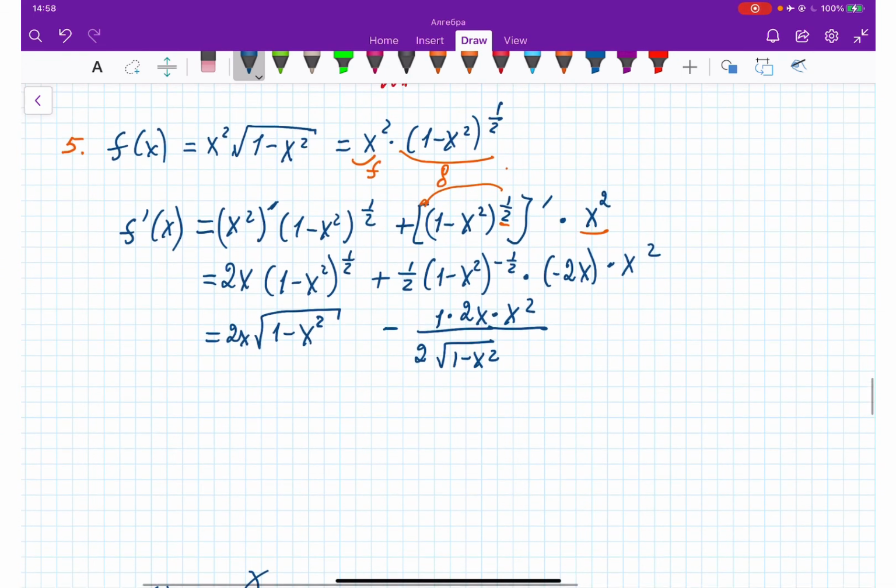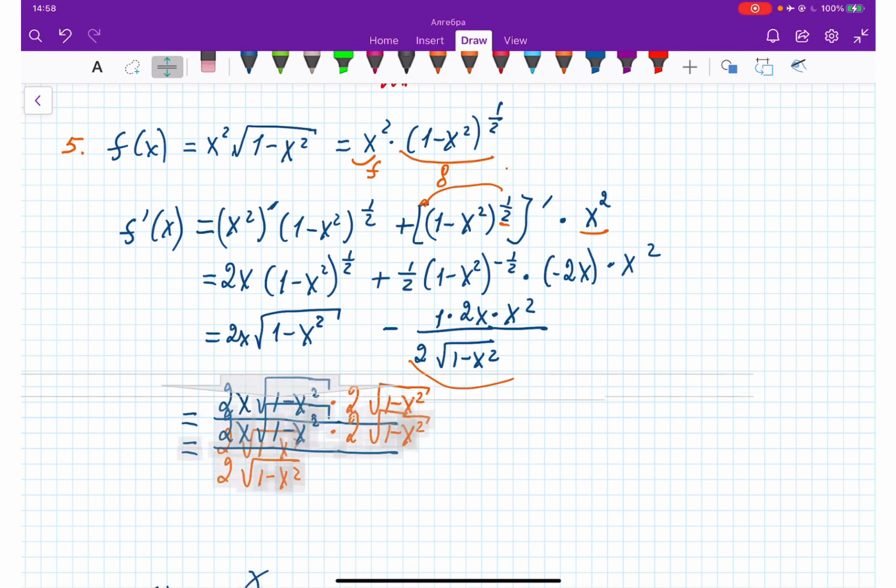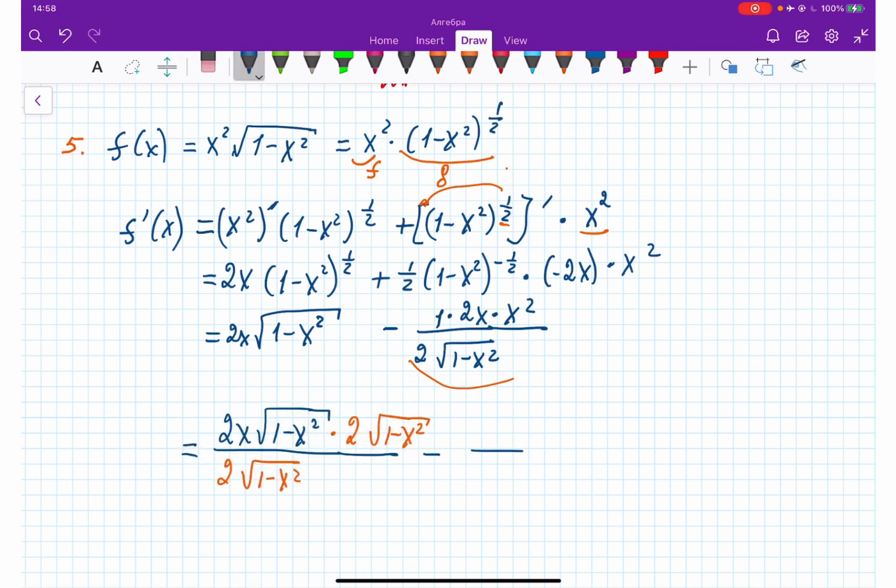So now let's simplify. The common denominator is 2 square root of 1 minus x squared. For the first term, 2x square root of 1 minus x squared, I'm going to multiply and divide by the common denominator, which is twice square root of 1 minus x squared. And minus, here we get 2x cubed over 2 square root of 1 minus x squared.